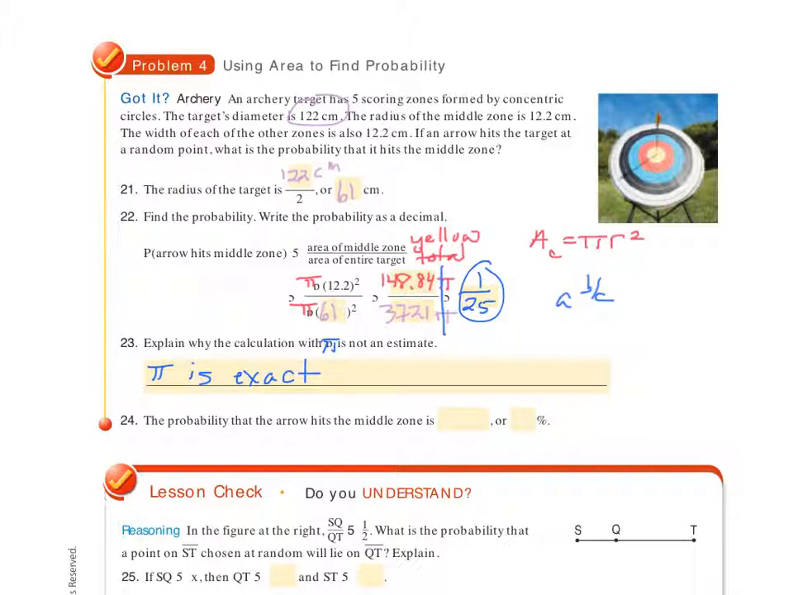So the probability that the arrow hits the middle zone is 1 in 25, or remember that decimal was 0.04, and what would the percent of that be? If I move this 2 places to the right, it would be 4%. So it's a 4% probability that you hit the middle of that target. All right, we're not going to do the lesson check, so we're done.